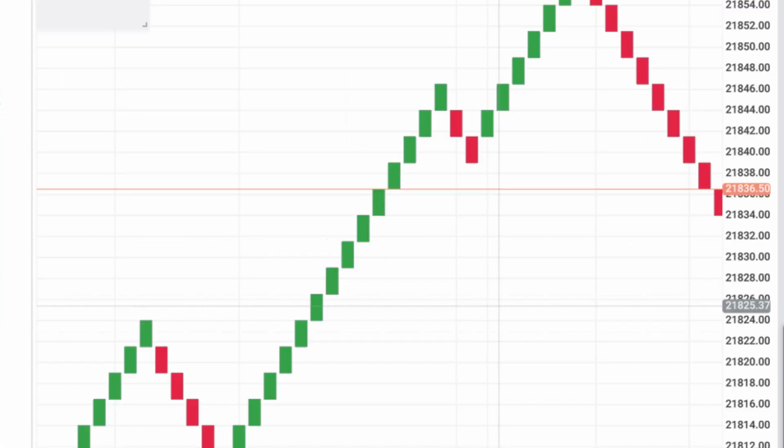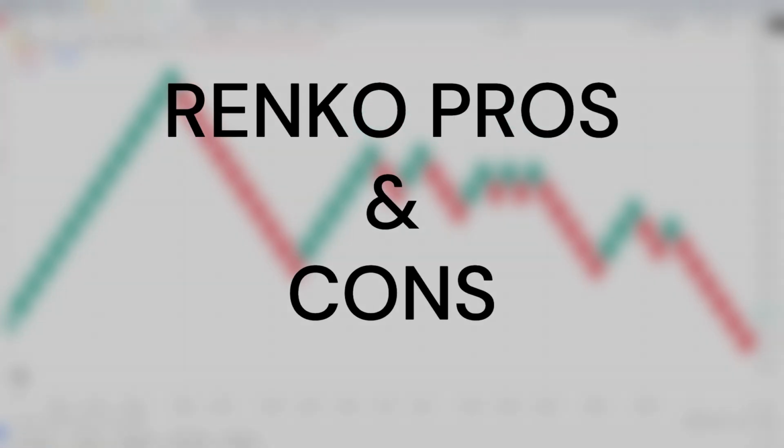Okay, so there's TradingView charts, there is Tradovate charts, there is NinjaTrader charts, and there's different kinds. And each of those different charting tools have their own specific Renko. Okay, now there are pros and cons to Renko, just like candlesticks.